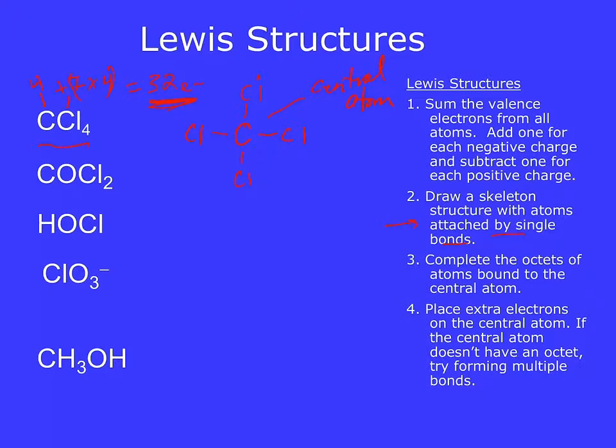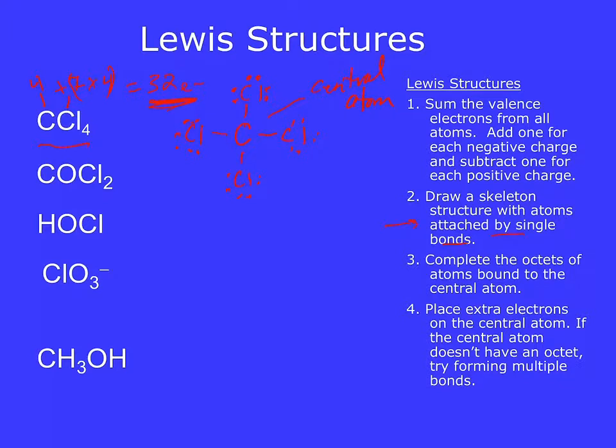Okay, so we're going to place electrons. Each chlorine already has 2 from this bond that it's sharing with carbon, but I'm going to add 6 more to each chlorine so that it has a total of 8. And you want to get good at counting up these electrons.